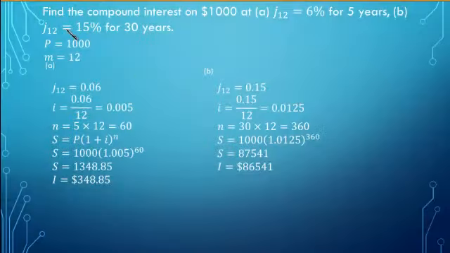In this problem, we were asked to find the compound interest on $1,000 at 6% for 5 years, compounded every month. And we're asked to find the compound interest for the same amount, $1,000, at 15% for 30 years, once again compounded every month. In other words, compounded 12 times a year. For both these problems, the principal is going to be $1,000, and the number of conversion periods will be 12 for the year. For part A, the nominal interest rate is 0.06.